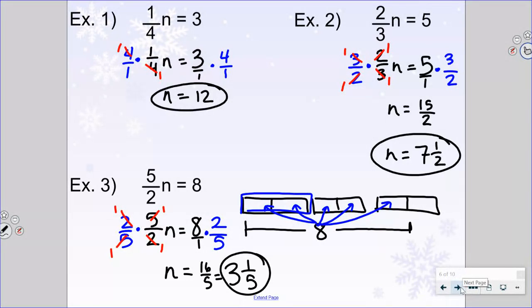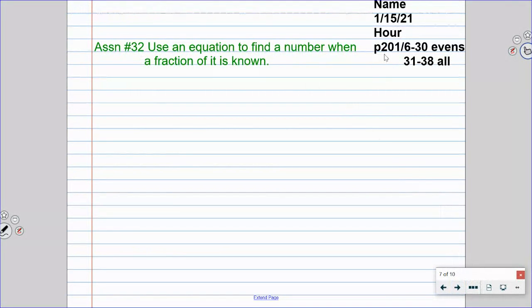So folks, that's what we have for today. Your assignment, page 201, numbers 6 through 30 evens, 31 to 38 all. Make sure you're checking your odd answers in the back of the book. Meanwhile, the even answers I will give to you tomorrow. Excuse me, I suppose that would be next week. Remember, please, that we will not have school on Monday, so I will see all of you on Tuesday, either in person or on a Google Meet.